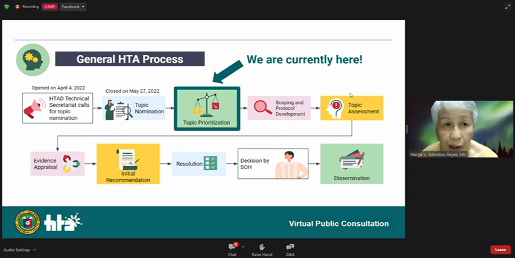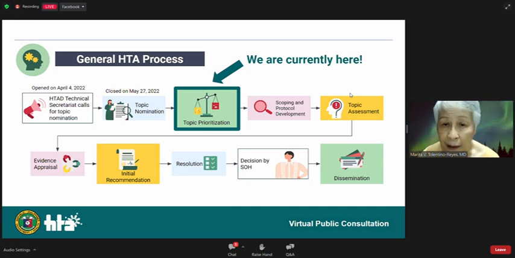These are the topic nominations, and then the topics will undergo prioritization. After that, there will be scoping and protocol development for those that were prioritized. There will be scoping and protocol development for assessment. This is the beginning of the assessment. Topic assessment, then evidence appraisal. We'll come up with an initial recommendation, appeals period, resolution of the appeals, and then finally, submission to the Secretary of Health for decision, and then if it is approved, dissemination.